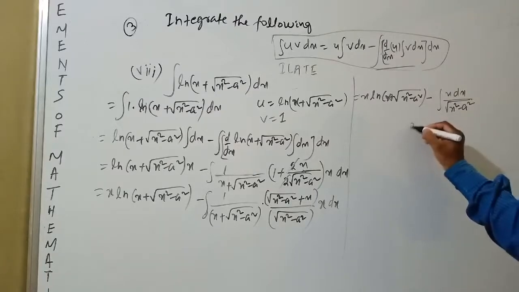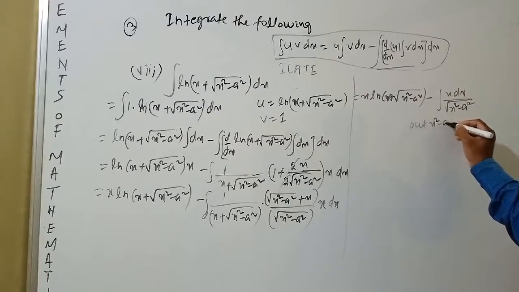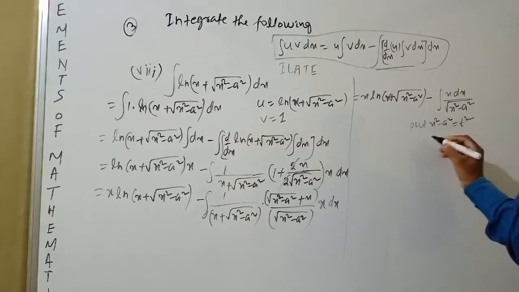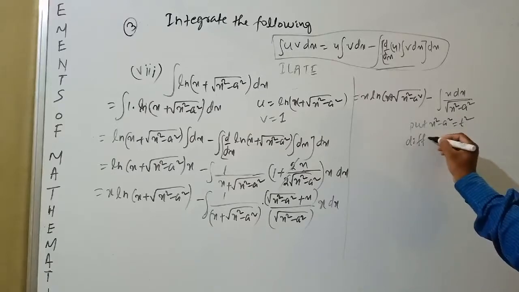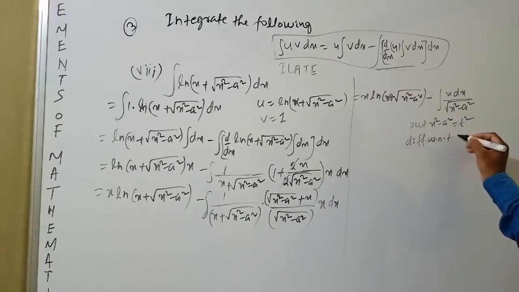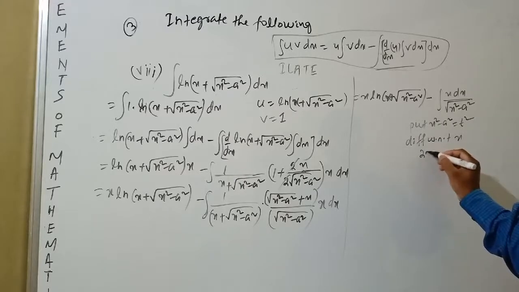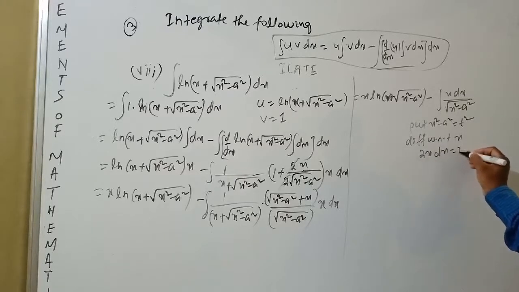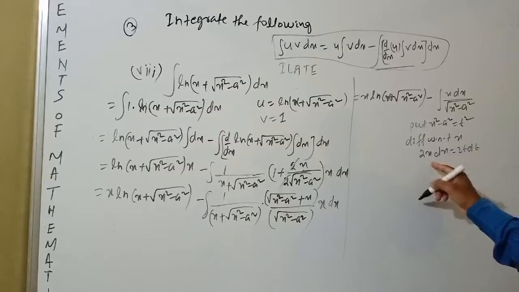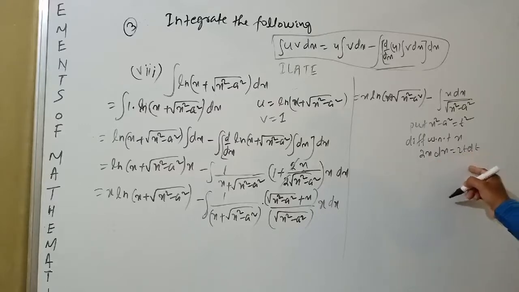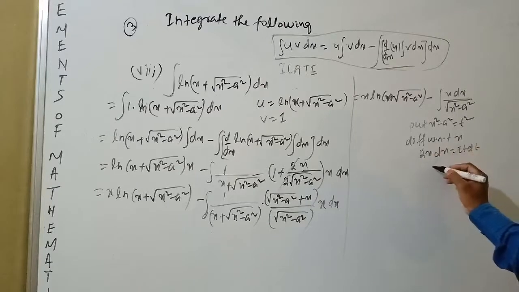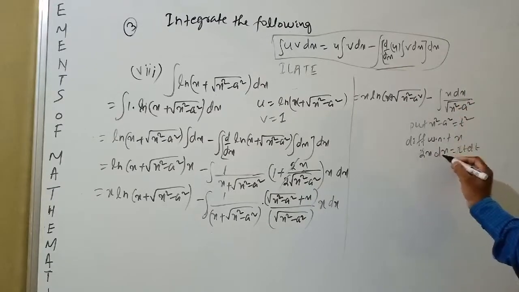Now you put x² − a² equal to t². Differentiating with respect to x, you get 2x dx is equal to 2t dt. Directly I have written 2x dx equal to 2t dt. The 2 will cancel out, so we need x dx is equal to t dt.